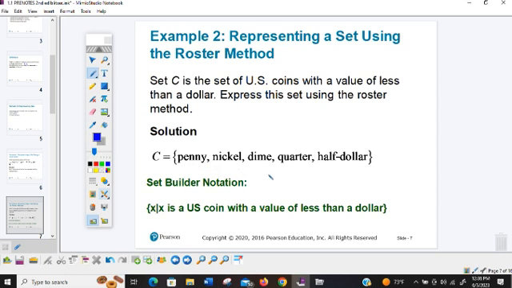Now the notes didn't include this, but we're also going to add set builder notation. If I wanted to take this and put it in set builder notation, here's what it would look like down here in green. You put your brackets. This means X such that X is. We always use this: X with a line and then an X. That is red. X such that X is a U.S. coin with a value of less than $1. That would be set builder notation, as opposed to this would be roster.